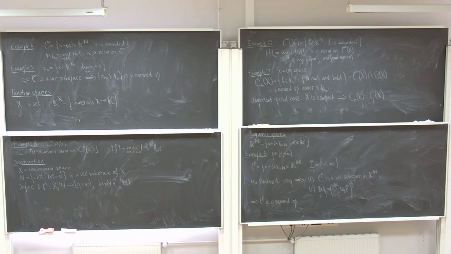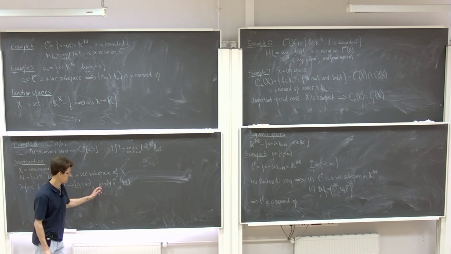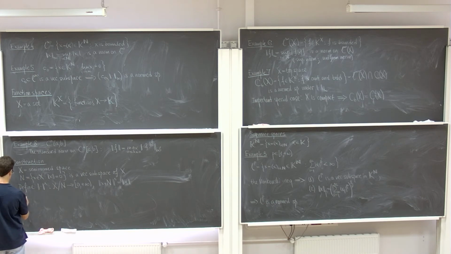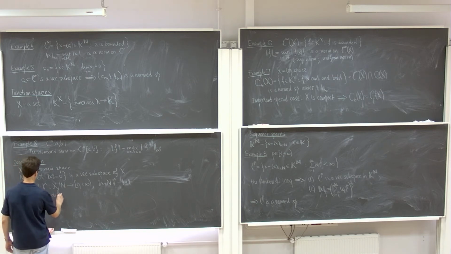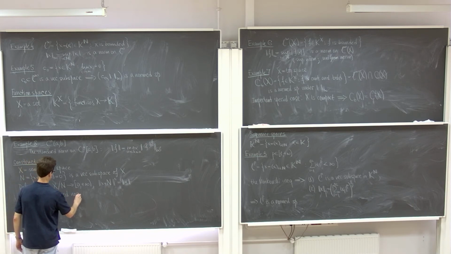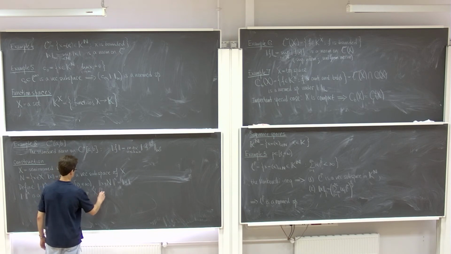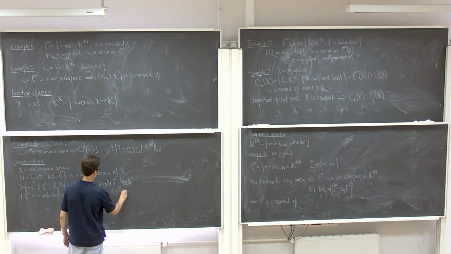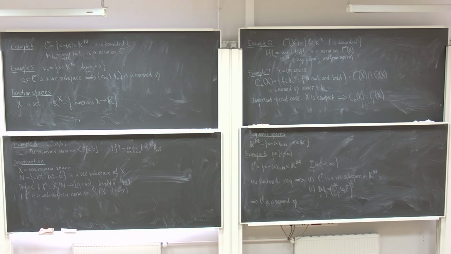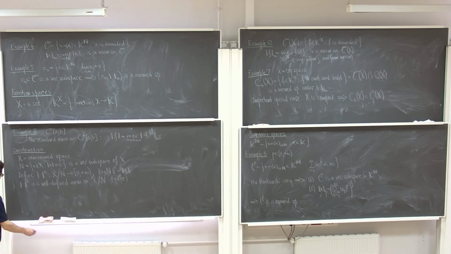It's a simple exercise, which is included in our first exercise sheet, to show that this is well defined, that is, it doesn't depend on the choice of a representative. And this is a well-defined norm on the quotient. So we see that the quotient of X modulo this subspace N becomes a normed space. And the space is called the normed space associated to X.